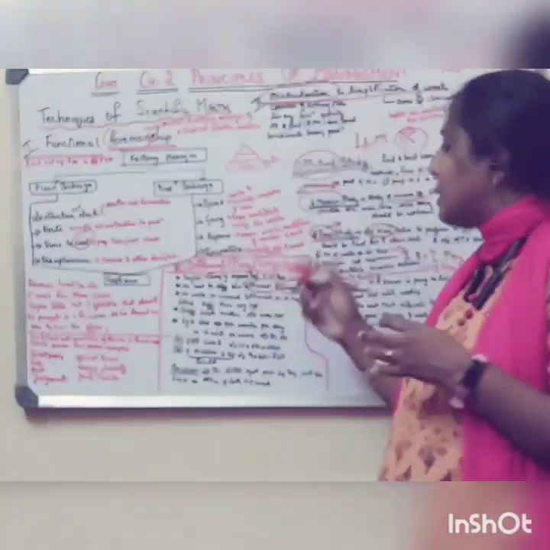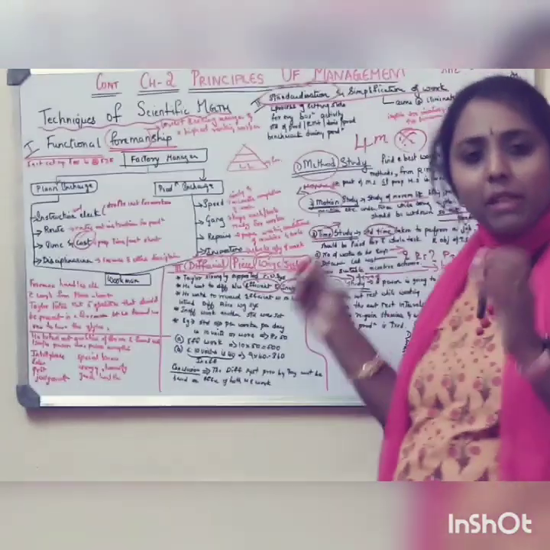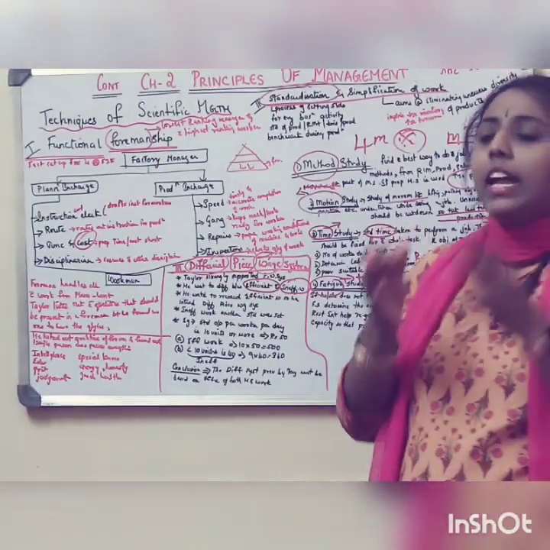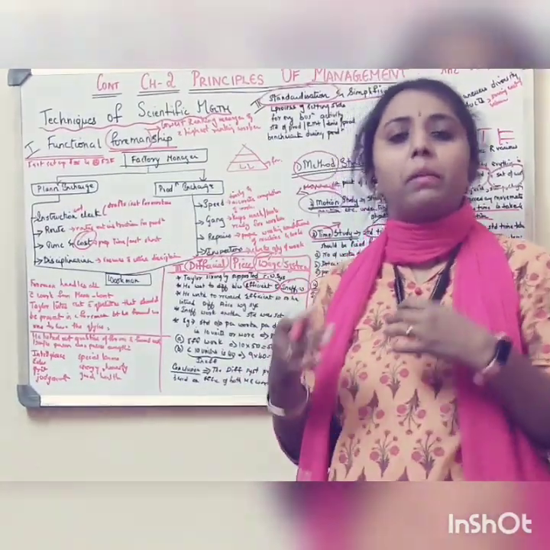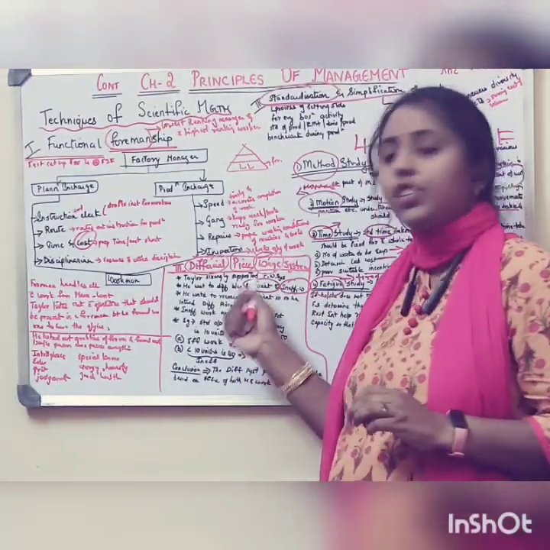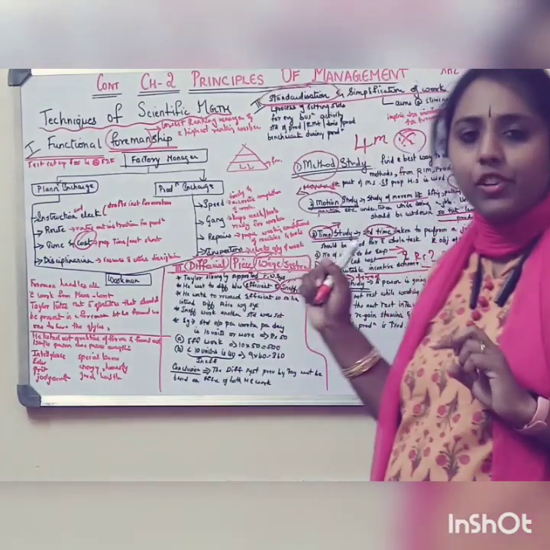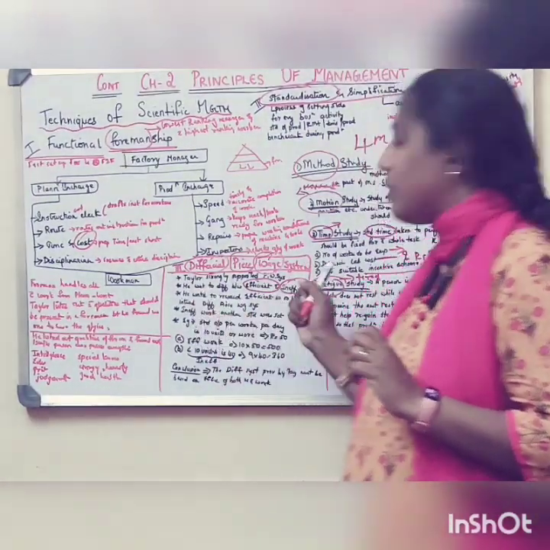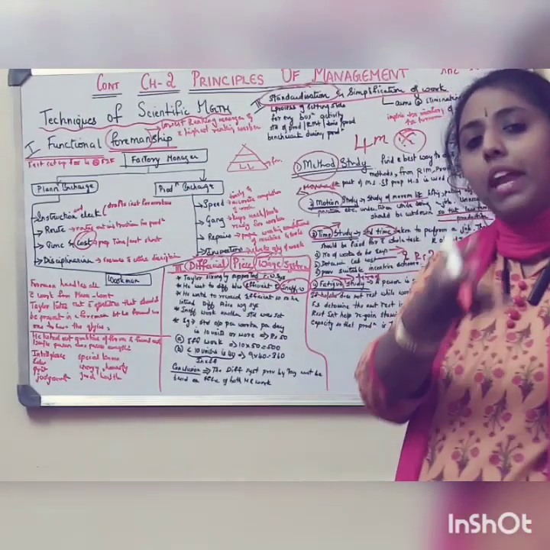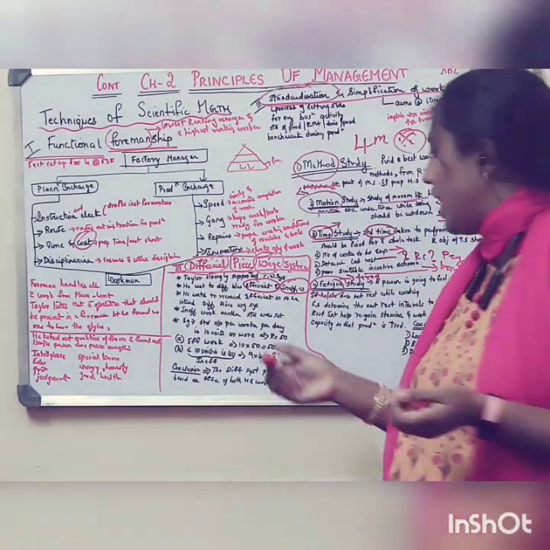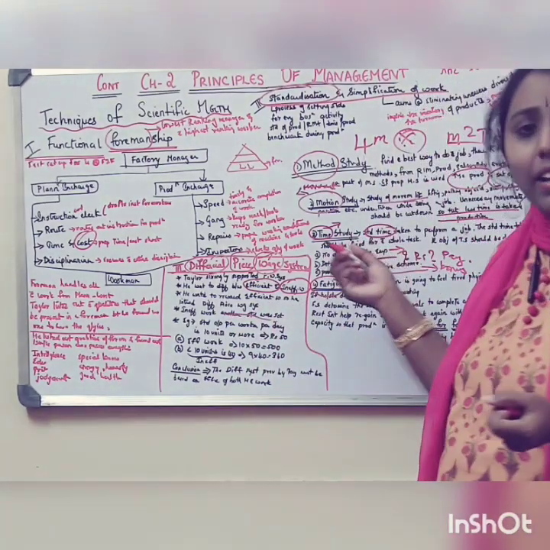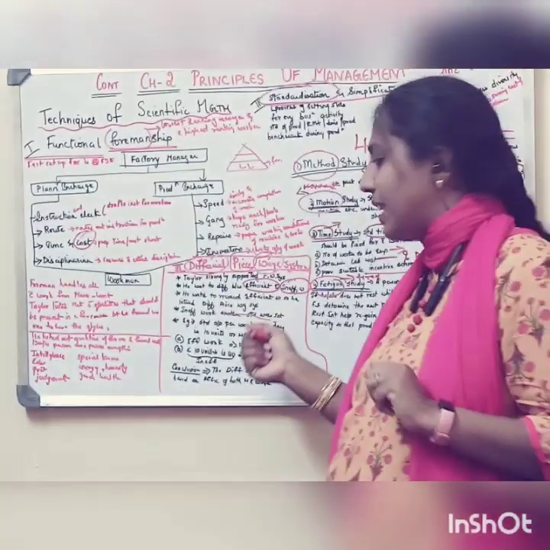So Taylor strongly supported this piece wage system, saying efficient people should be paid a separate, different rate, and inefficient people should be paid another rate. He wants to differentiate between efficient and inefficient workers. He wanted to reward efficient workers, and he rewarded them by setting a separate rate to pay them. For inefficient workers, another standard was set. That is what I was telling you.